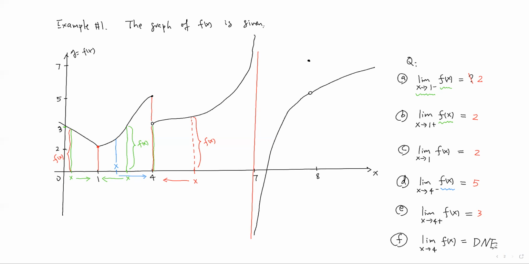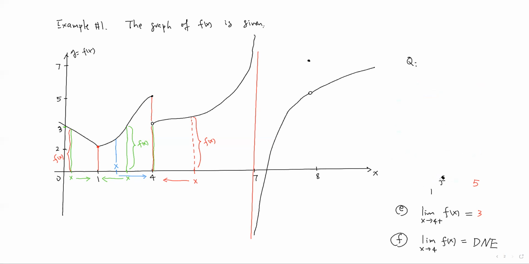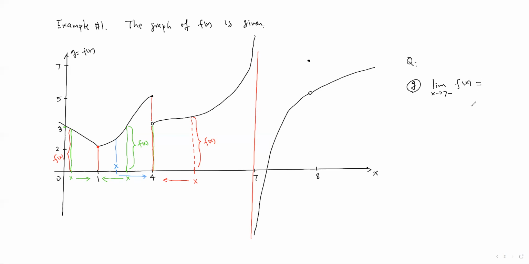Right. Okay, now this is question F. Question G. How about this limit? x approaches 7 from the left hand side. What number will the function approach?